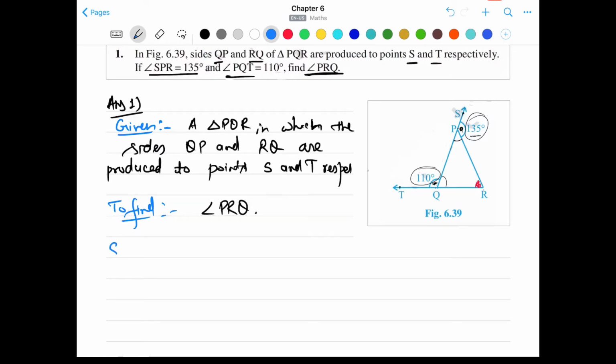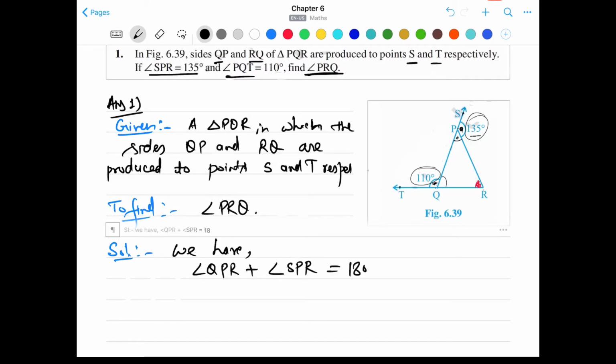So let's start the solution. We have these two angles. Let's write their name: angle QPR and angle SPR. That is angle QPR plus angle SPR equals to 180 degree. Okay, why they are 180 degree? Because they are forming linear pair. So in the bracket write linear pairs.